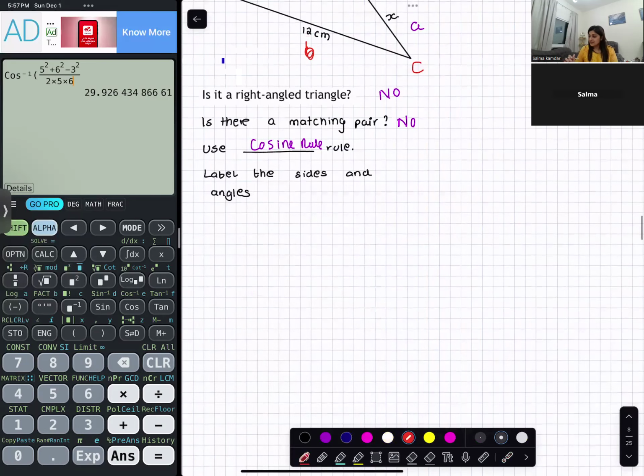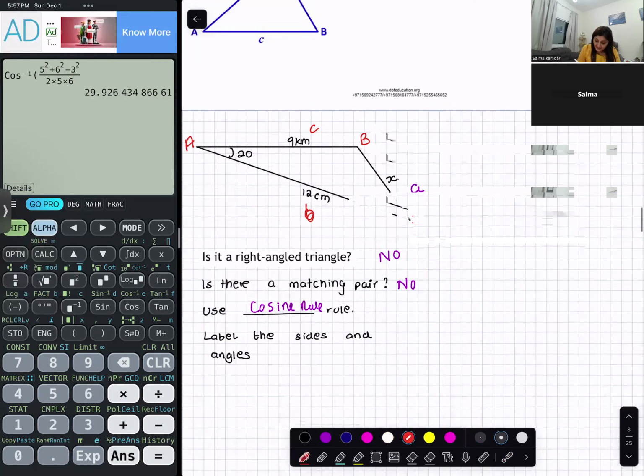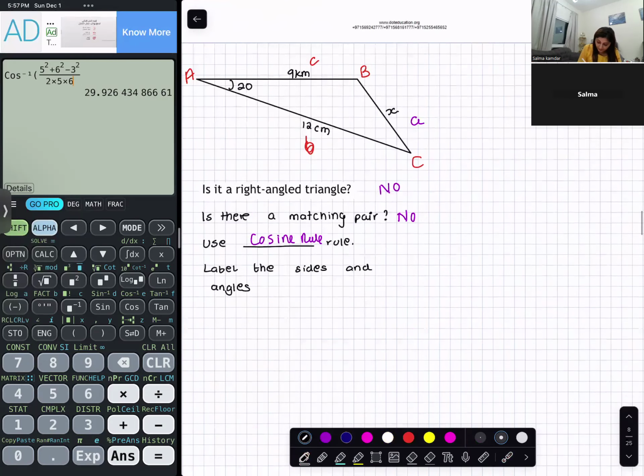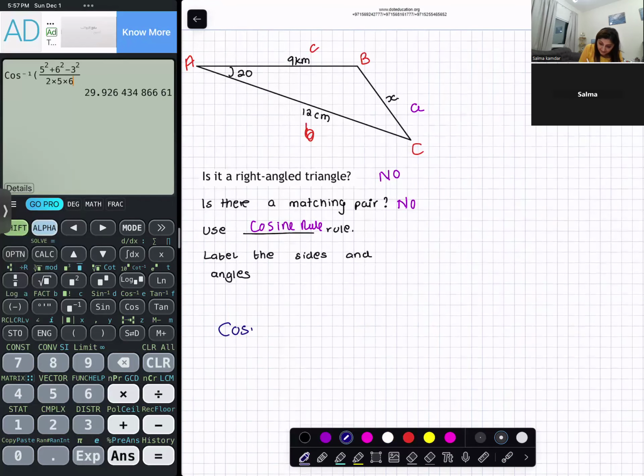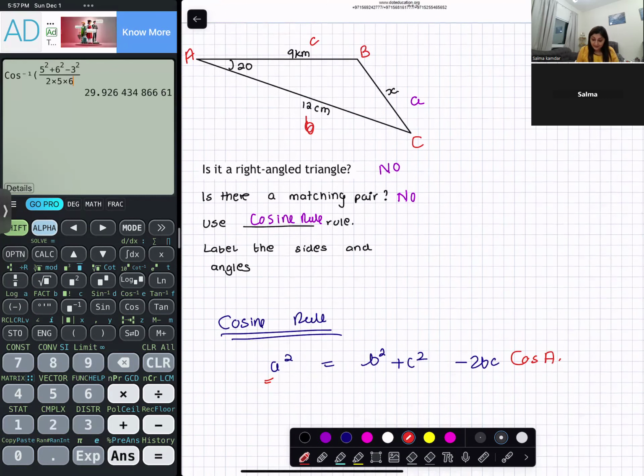So what does my cosine rule say? A square is equal to B square plus C square, minus 2BC, and since it is A, I would write cos A. These formulas you should know very clearly.